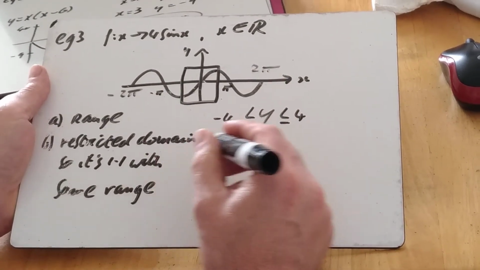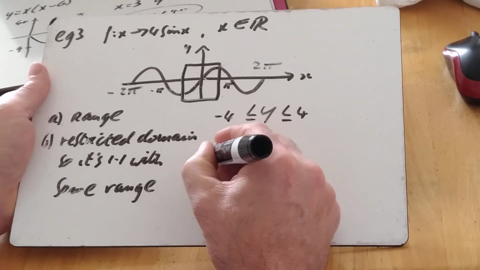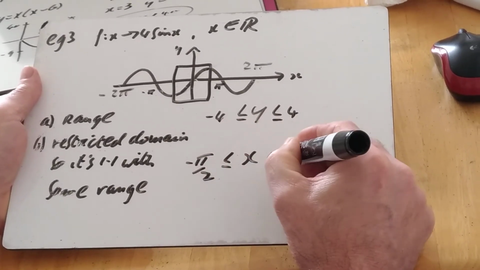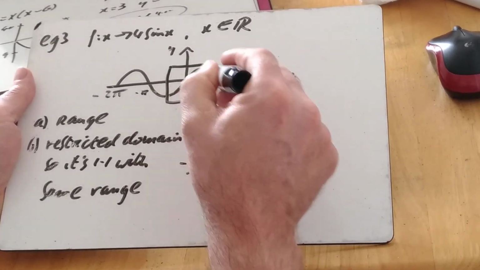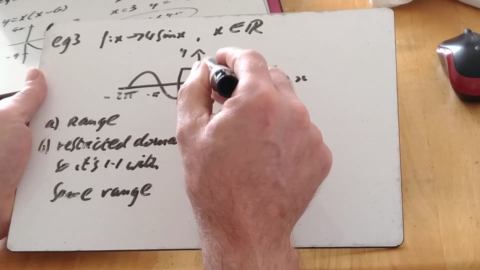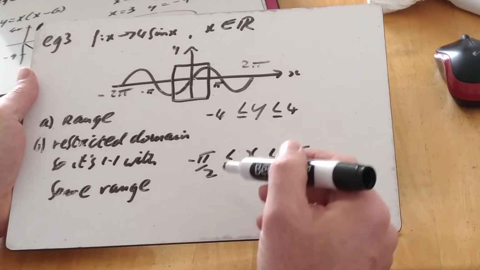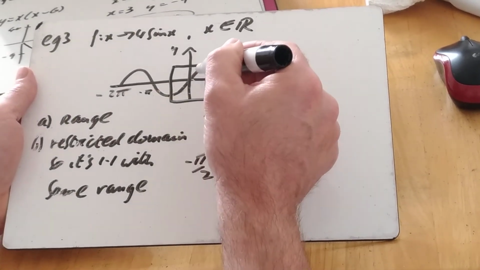So I'd say that the restricted domain is x, because it's a domain, is from minus pi over 2 up to and including pi over 2. So that makes it a one-to-one function in that little box there. There's only one x value for every one y value and so on, but it's also got exactly the same range as it had before. It's still going from minus 4 to 4.